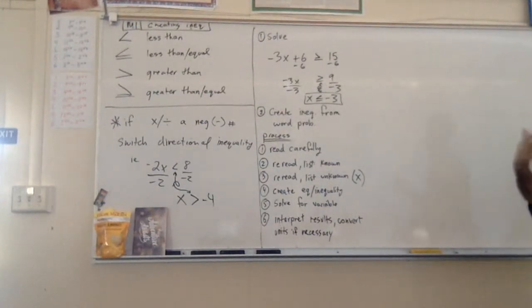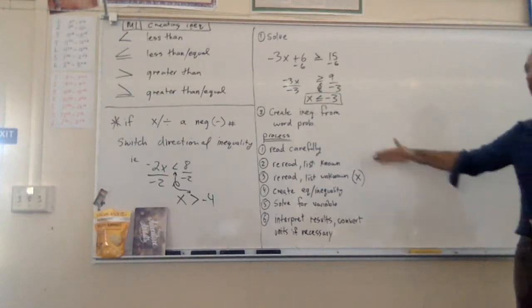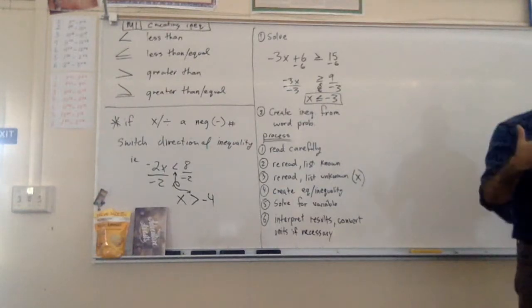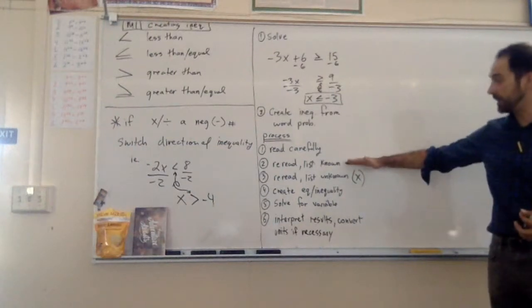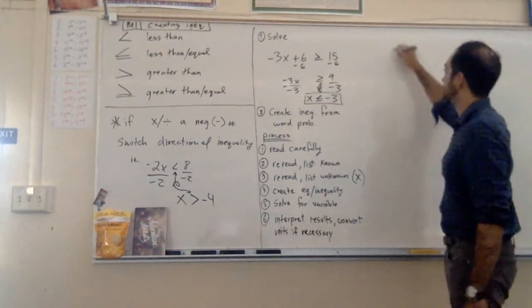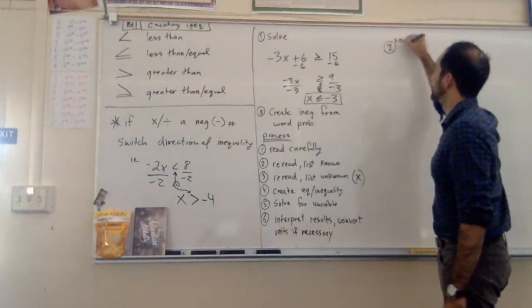If you're used to doing word problems and they're hard, it's because usually you read it through once and just try to solve it. Right. Let's do this process. Number two. Reread and list the knowns. So we're going to do our knowns.